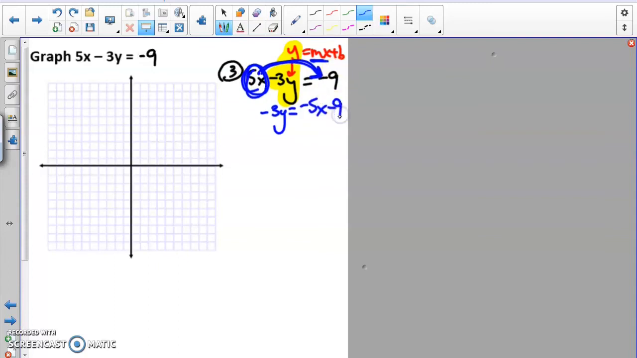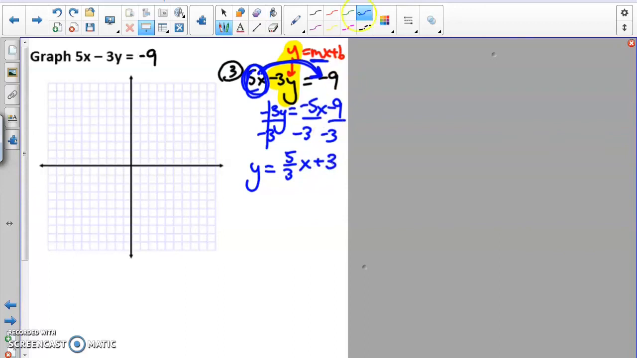minus 9. At this step, y is still not by itself, that negative 3 side by side with it, so that means they're being multiplied. The opposite of multiplication is division, so we're going to divide it right there by negative 3. Negative 3's cancel, y equals 2 negatives makes that a positive 5/3 x. A negative 9 divided by negative 3 makes a positive 3, so always use that symbol in front.